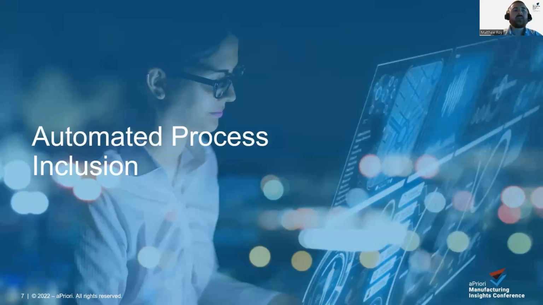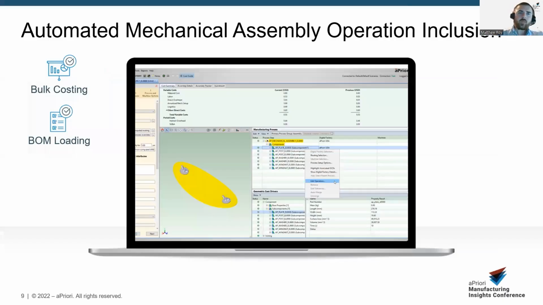But starting off with our main topic here, I want to start to discuss what automated process inclusion looks like. What you're seeing on your screen right now is a very simple assembly. And what we're going to walk through in these next few slides is a typical workflow to add mechanical assembly operations to a subcomponent. Now, when I was going through this workflow and creating this presentation, I did a little bit of reflection and deliberate analysis of how I would go about this.